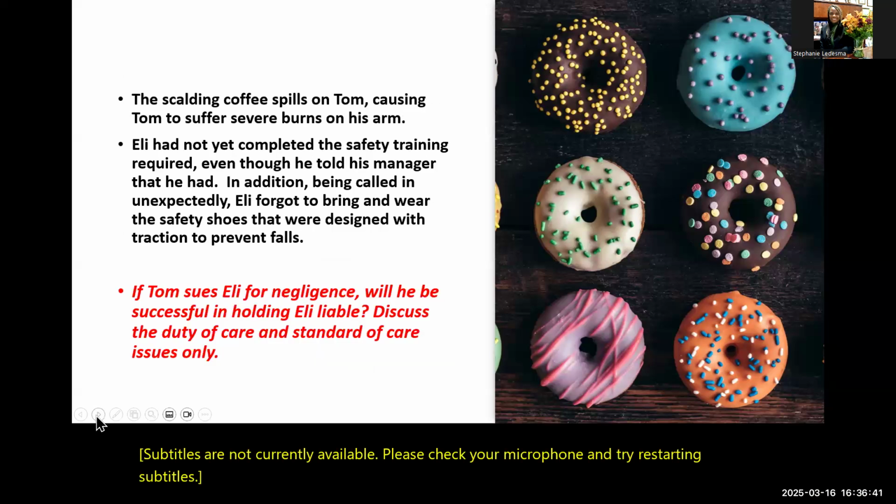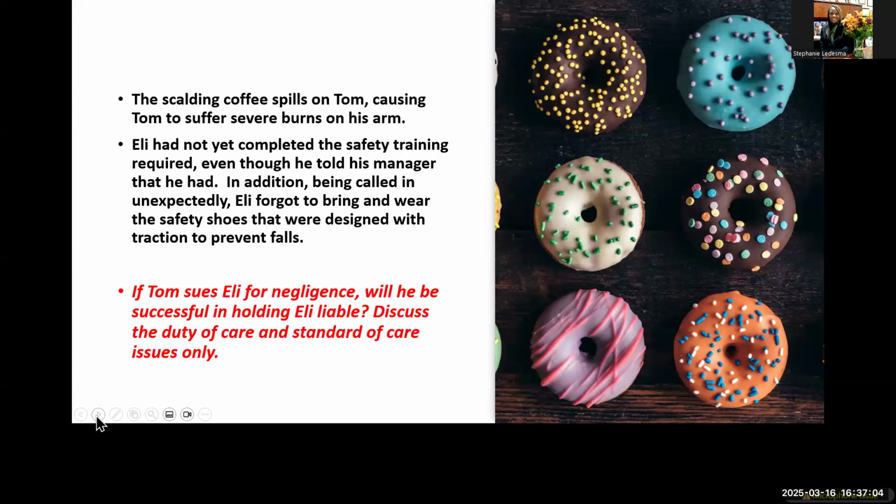The scalding coffee spills on Tom, causing Tom to suffer severe burns on his arm. Eli had not yet completed the safety training that was required, even though he told his manager that he had. In addition, being called in unexpectedly, Eli forgot to bring and wear the safety shoes that were designed with traction to prevent falls.